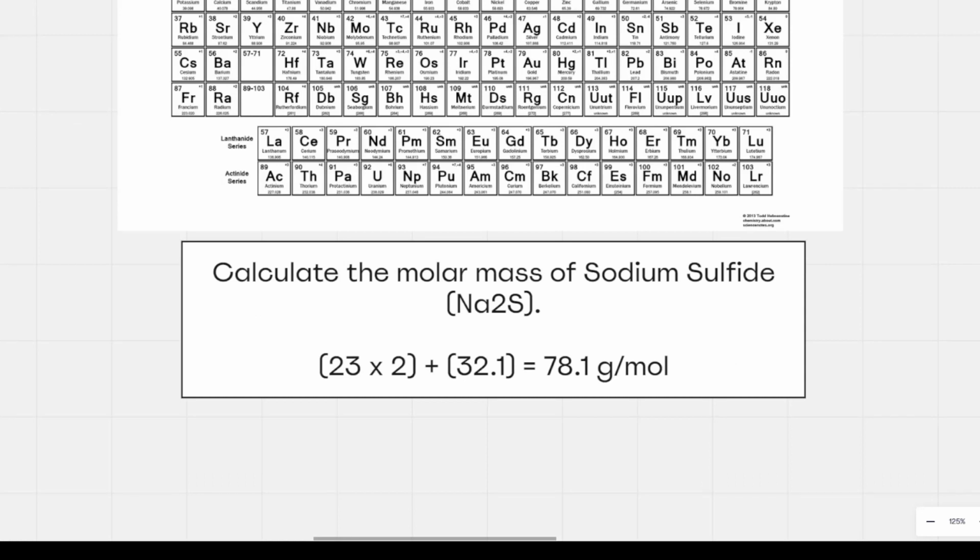So here's the answer for the problem. 23 times 2 for the sodium side, and then adding 32.1 for the sulfide side, or the sulfur side, is equivalent to 78.1 grams per mole. So the whole substance, if you took 1 mole of sodium sulfide, that would be the mass of it. And again, remember, you take the amounts, multiply them by their average atomic masses listed on the periodic table, and then add each element in the compound together.